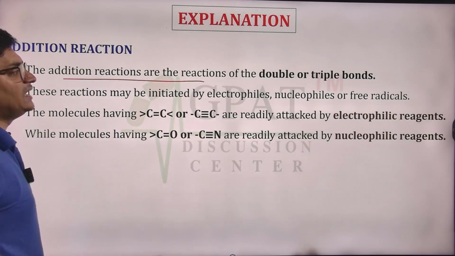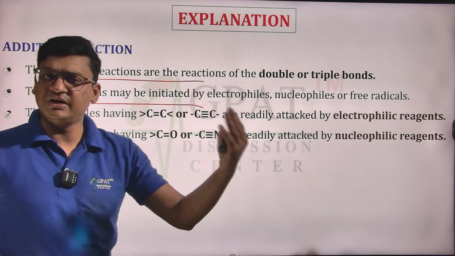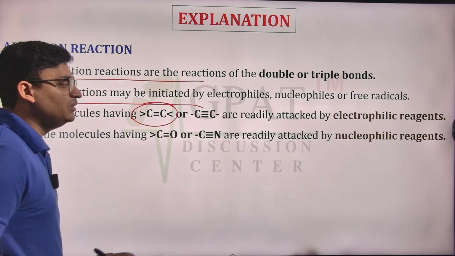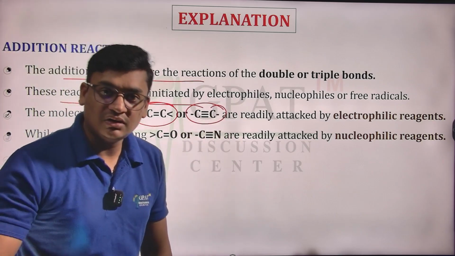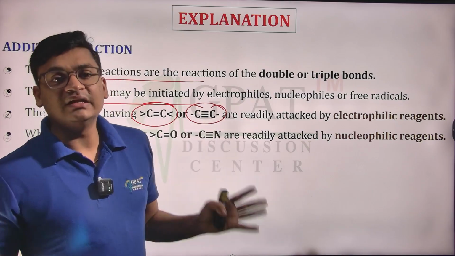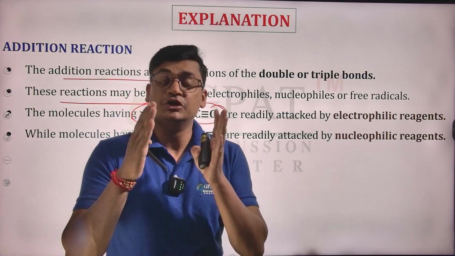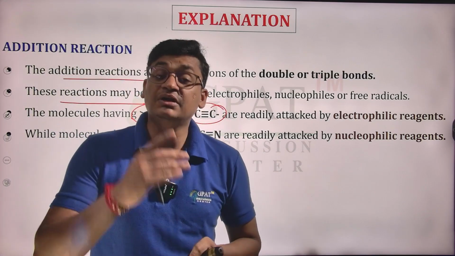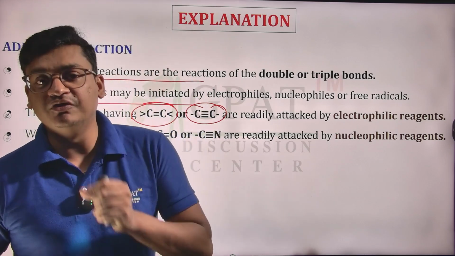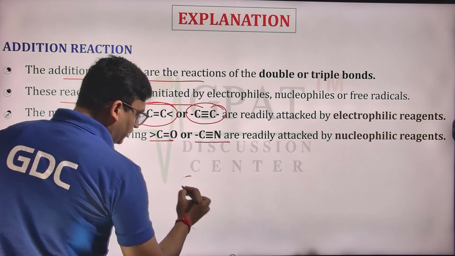The addition reactions are the reactions of the double or triple bonds. These reactions may be initiated by electrophiles, nucleophiles, or free radicals, depending on which is your attacking reagent. Molecules having a carbon-carbon double bond or carbon-carbon triple bond are readily attacked by electrophiles. And if you have a double or triple bond between two different atoms, like a carbon double bond with oxygen, that will have a nucleophilic addition reaction. If you have carbon triple bonded with a nitrogen atom, there is an electronegativity difference, so that will also have a nucleophilic addition reaction.